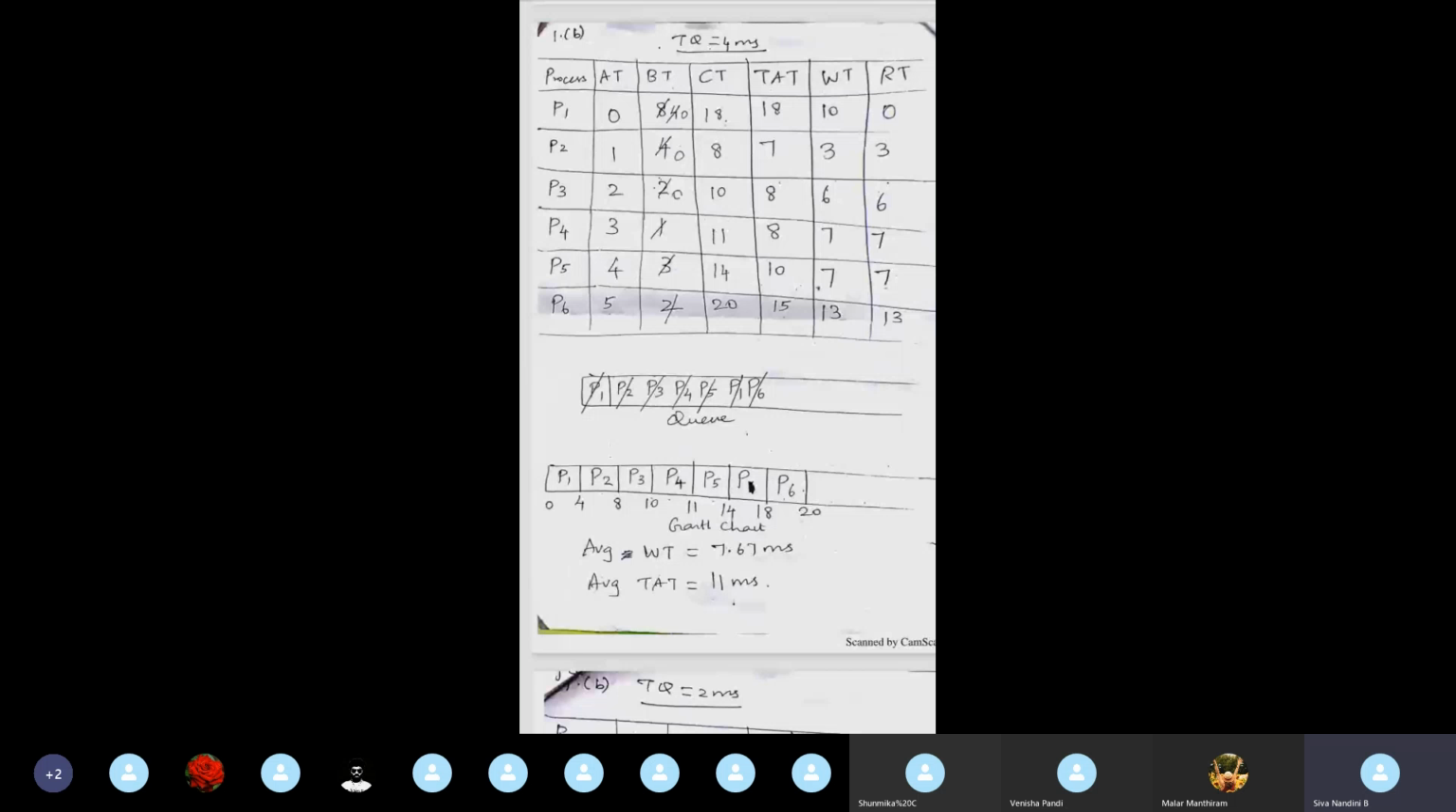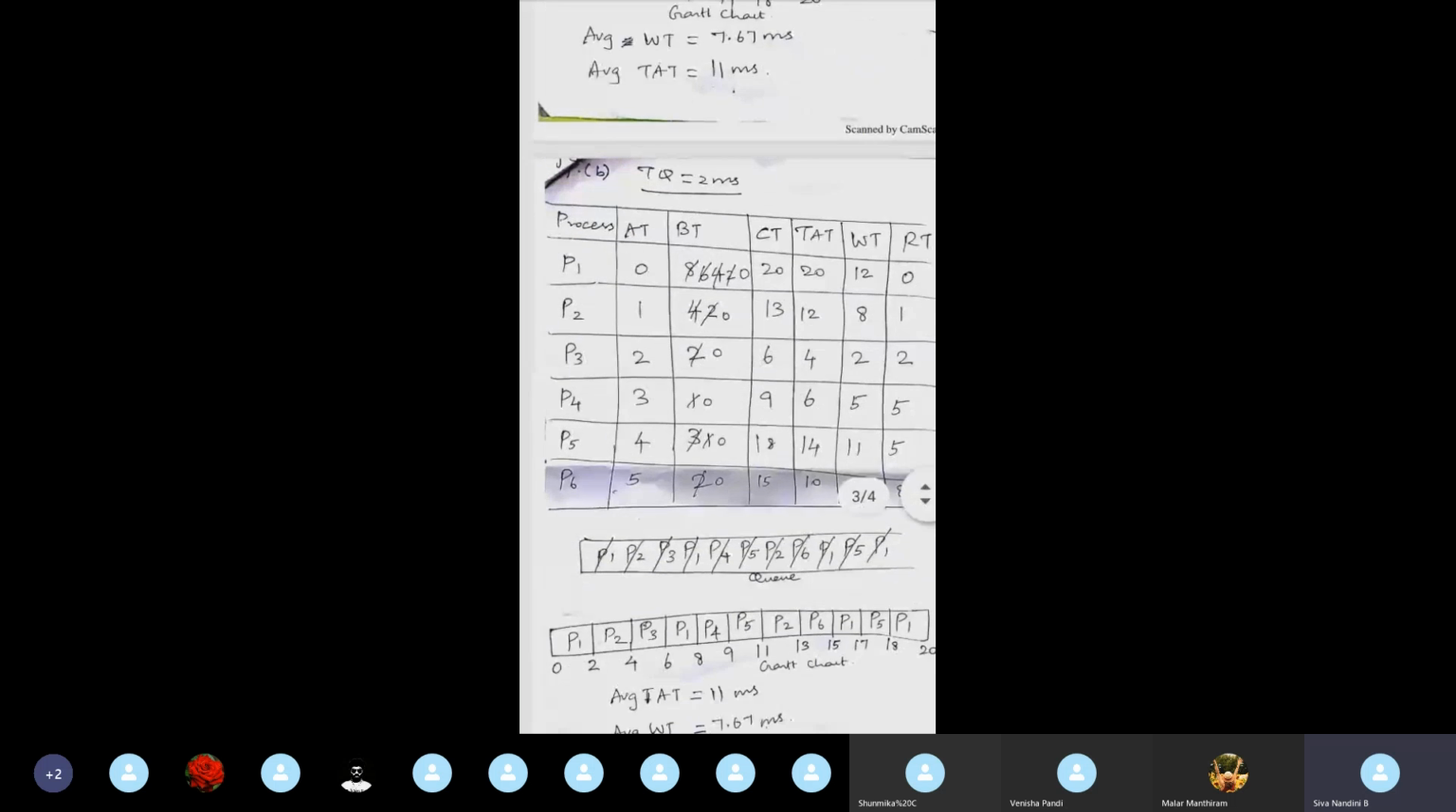Many haven't done that analysis part. So you have to analyze, no? Depending upon the average waiting time and average turnaround time. Here in this problem, the average waiting time and the average turnaround time for both time quanta, time quantum equal to 4 millisecond and time quantum equal to 2 millisecond, are the same. So whether the time quantum is 4 or 2, the average waiting time and the average turnaround time is the same. So we can prefer either 4 or 2.